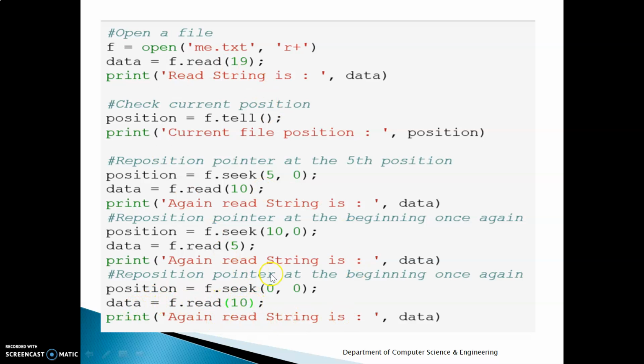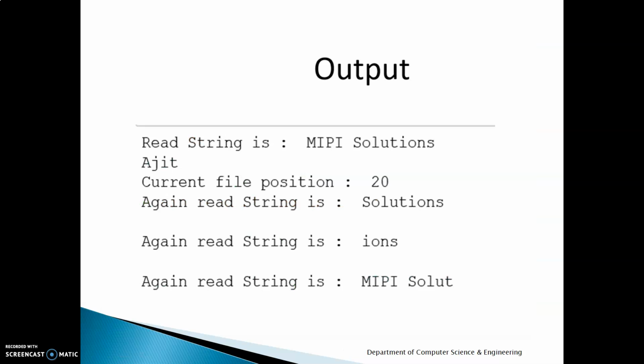You can do trial and error with whatever integers you pass and check how tell and seek work. So when it comes to dealing with file operations, those are the things.